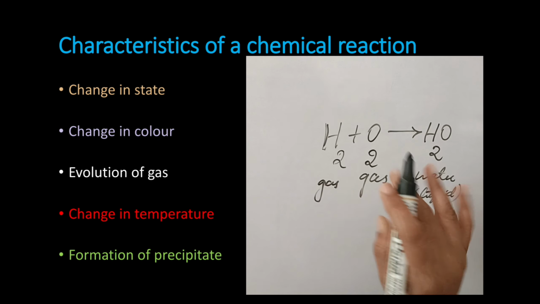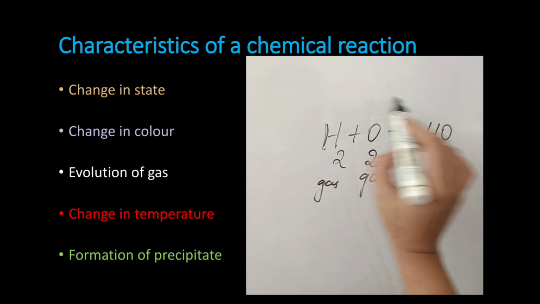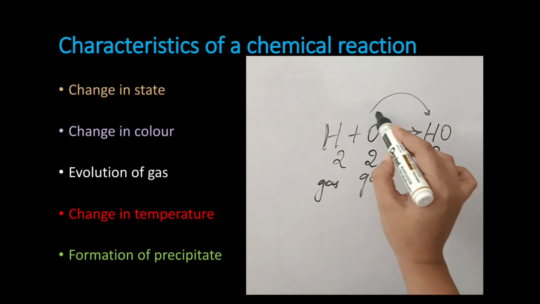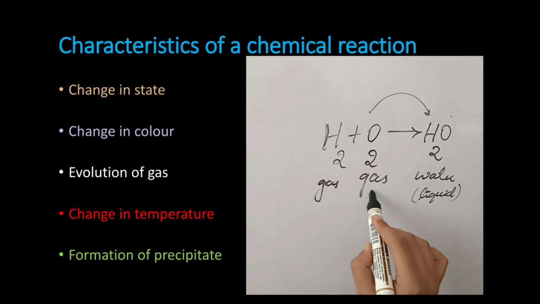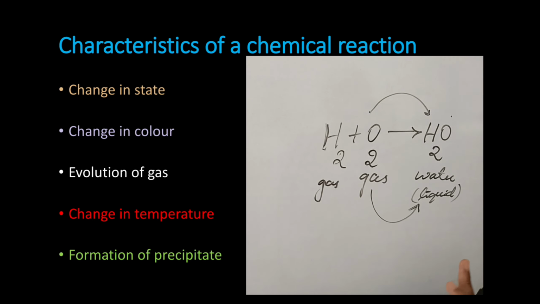So here now you know that there's a formation of new substance. That is why it is a chemical change, and there's a change in state from gas to liquid, which shows that a chemical reaction happened. So this is an example for change in state.